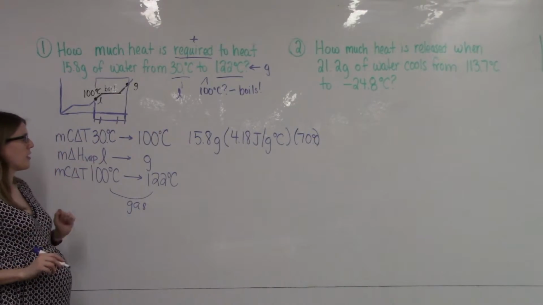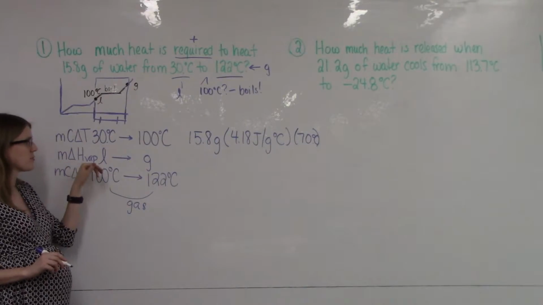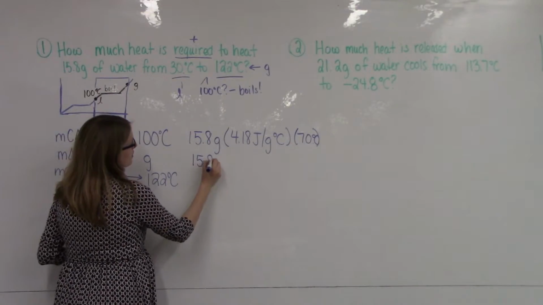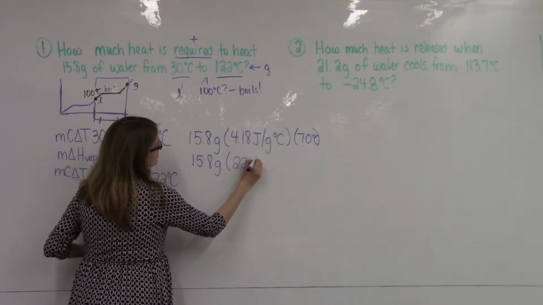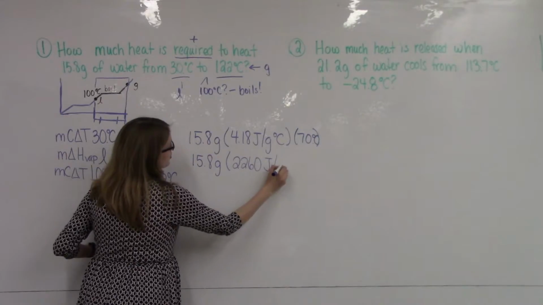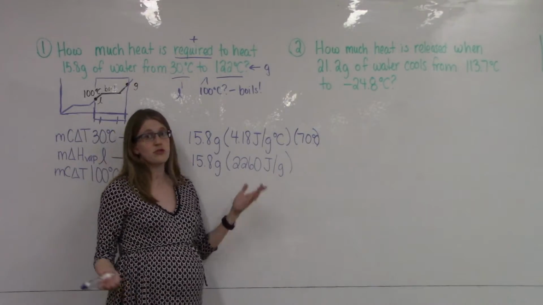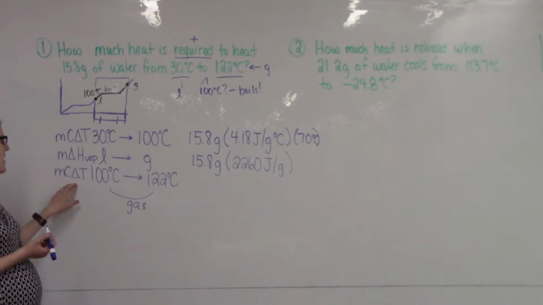Okay, let's do the next one. This would be mass times the delta H of vaporization for water. That is 15.8 grams times our 2260 joules per gram. And notice the grams cancel out. We end up with joules. We're looking for heat, so that's definitely correct. Okay, let's do the last one.